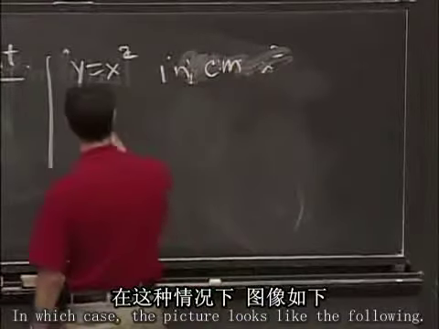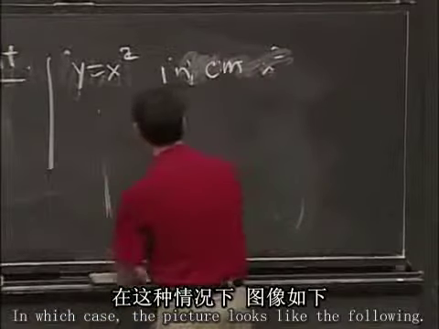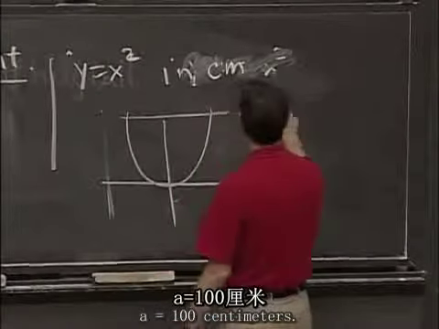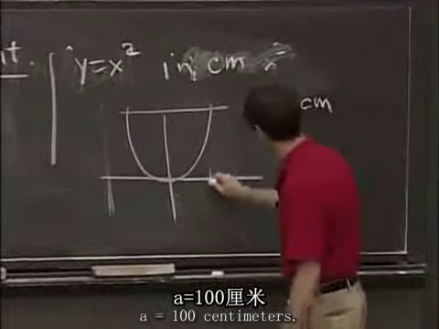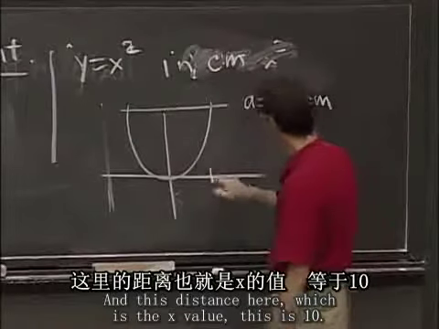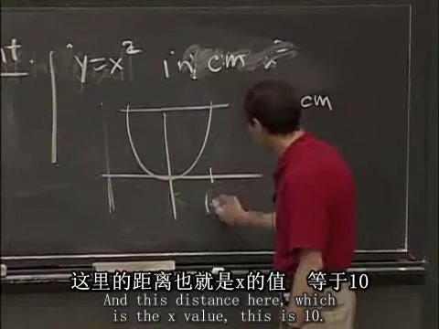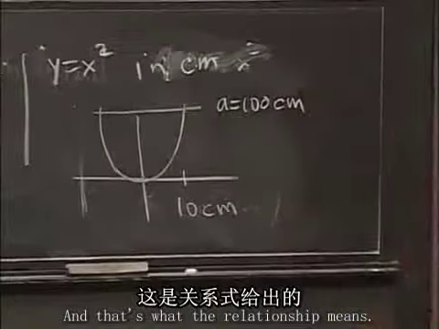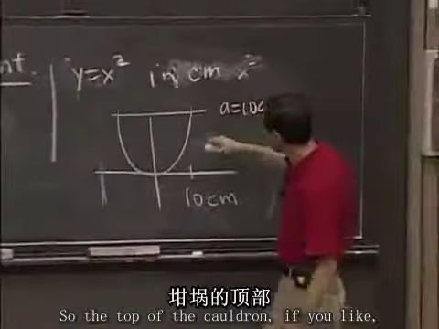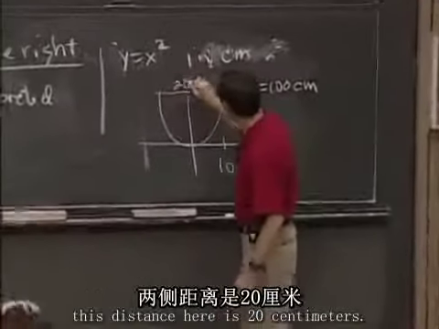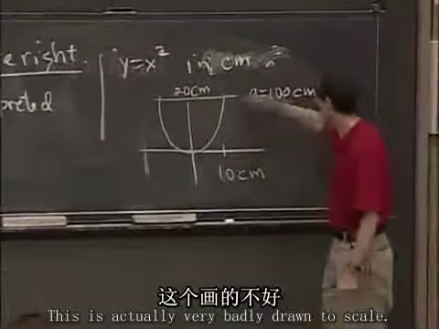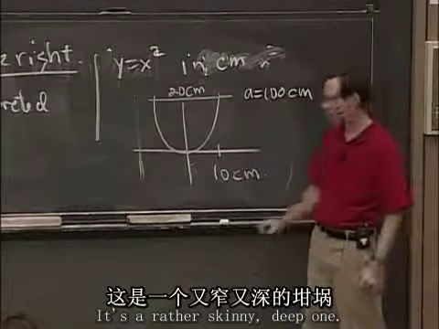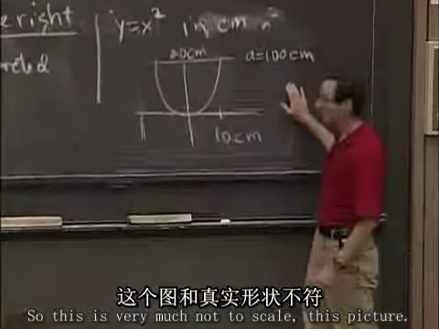In which case, the picture looks like the following. A is equal to 100 centimeters. And this distance here, which is the x value, is 10. All right, this is 10 centimeters. And that's what the relationship means. So the top of the cauldron, if you like, this distance here is 20 centimeters. This is actually very badly drawn to scale. It's actually very, very deep, this thing. It's a rather skinny, deep one, okay? So this is very much not to scale, this picture.